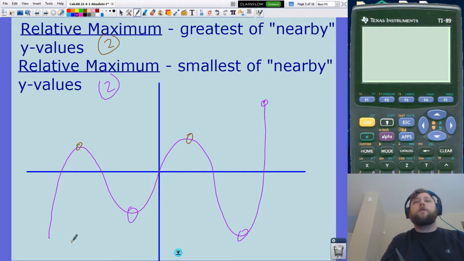Now, what about these endpoints here? Are those relative maxes and mins? No. Endpoints don't count. So we only look in between, in the interior of the function, for relative max and mins.